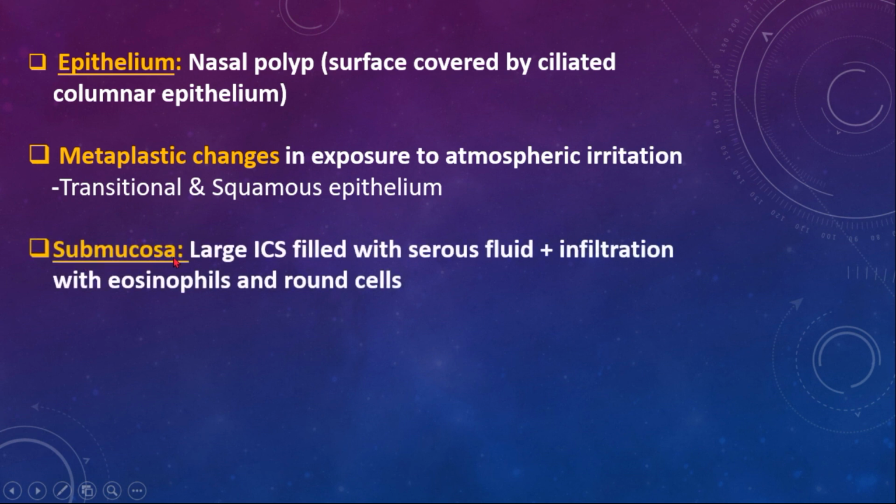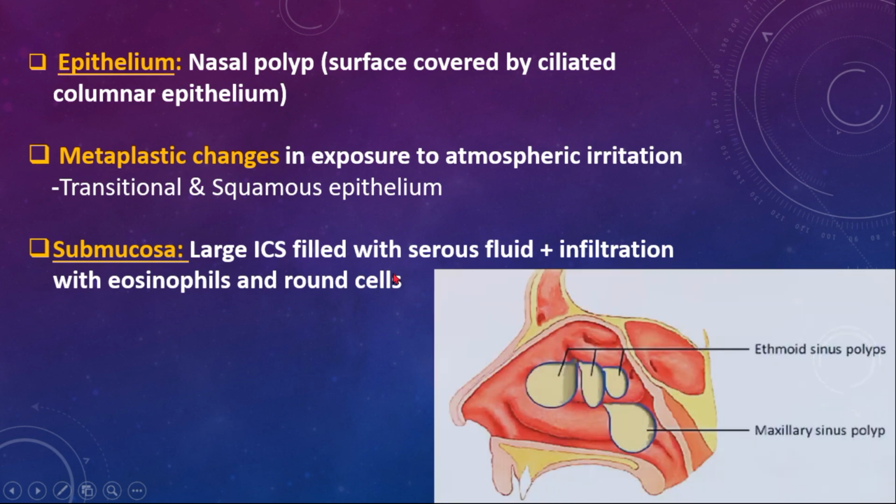Submucosa. This is the most important point in the formation of polyps. Large intercellular spaces filled with serous fluid plus infiltration with eosinophils and round cells. As you can see, multiple polyps originate from the middle turbinate, ethmoidal sinus polyps, and the next one is the maxillary sinus polyp. We will discuss this one later.